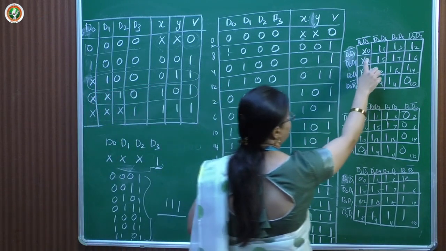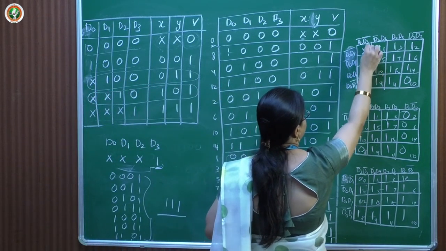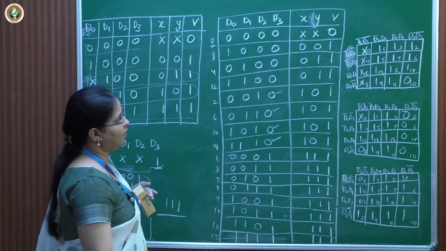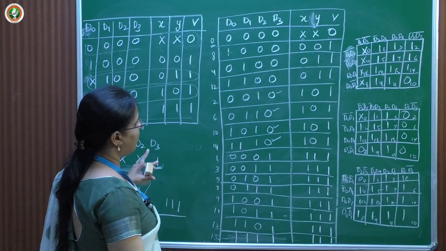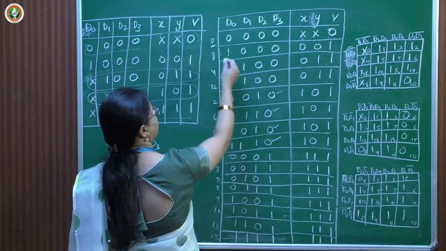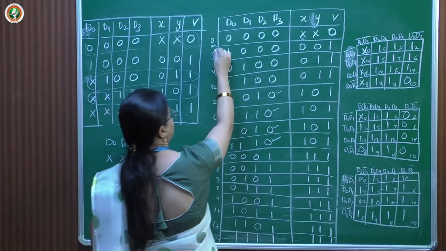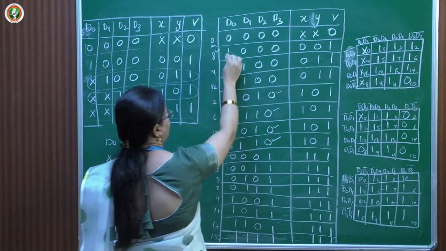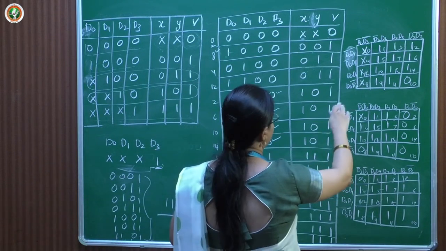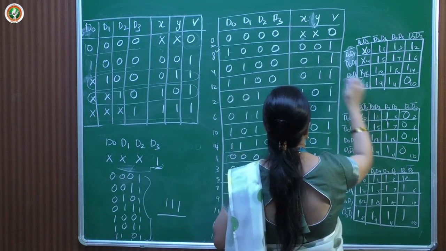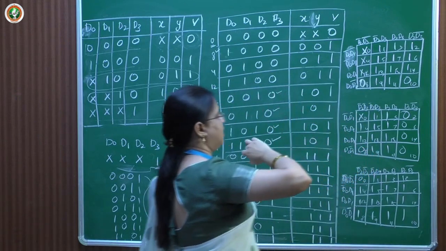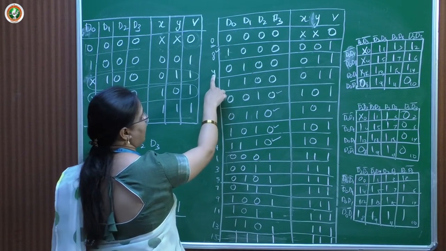So what is the entry for min term 0? I have entered it as X here. Then, for the X variable, the next entry is 8. So 8, 1000. For 1000, 8, what is the entry I should make? I have to make it 0. Then after that, for the next entry, we have 4.